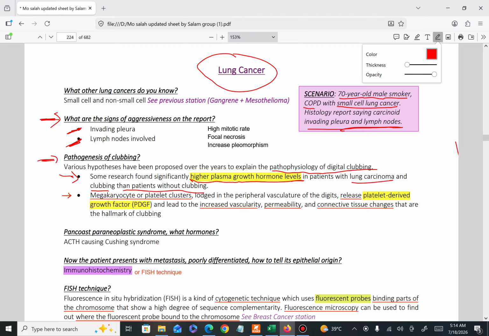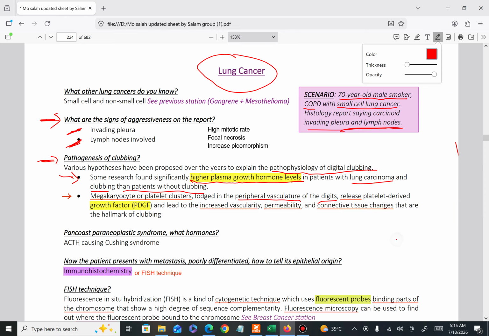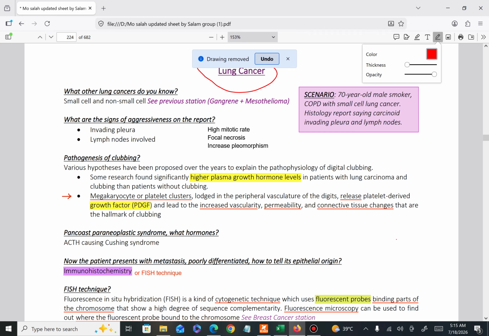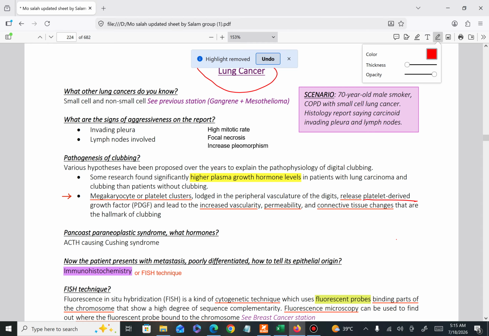The second theory is that megakaryocytes or platelet clusters lodge in the peripheral vasculature of the digits and release platelet derived growth factor, PDGF, causing increased vascularity, permeability, and connective tissue changes that are the hallmark of clubbing.